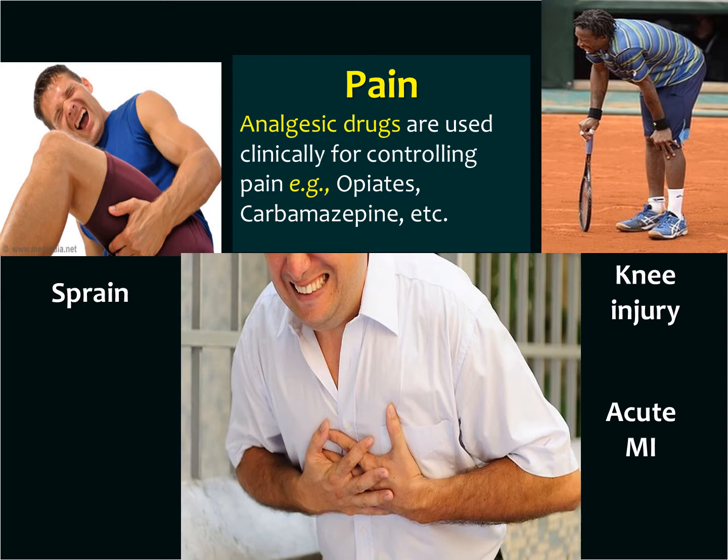Pain due to anything, due to sprain, due to knee injury, even acute myocardial infarction. One of the opioids, morphine or meperidine, which is also named pethidine, is used to relieve the person from the very severe pain of myocardial infarction. It's a very, very painful state, remember.